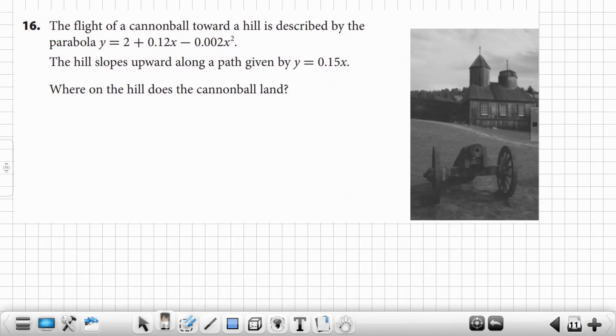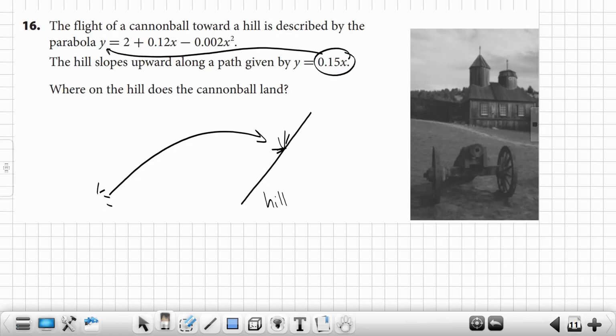So you've got this hill, and it's sloped like that, and this cannonball is being shot, and there's that parabolic arc. So where is this point where it hits the ground? Right? That's the question. But we've got this, and it's substituting in for that. So 0.15x equals 2 plus 0.12x minus 0.002x squared. This is really, really hideous.